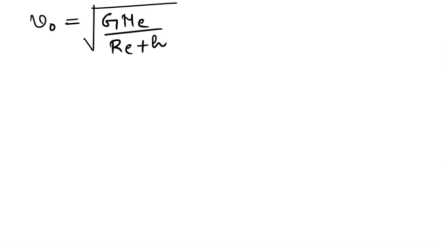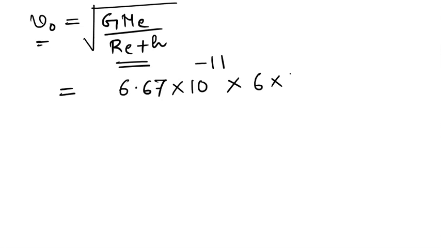As we can see, the orbital speed depends on the mass of the earth. It will not depend on the mass of the communication satellite or any other object that is moving. It depends only on the mass of the earth and the distance from the center. As we know, capital G is 6.67 into 10 to the power minus 11. Mass of earth is 6 into 10 to the power 24. These values we have to keep in our mind, as they will not always be mentioned in the question.